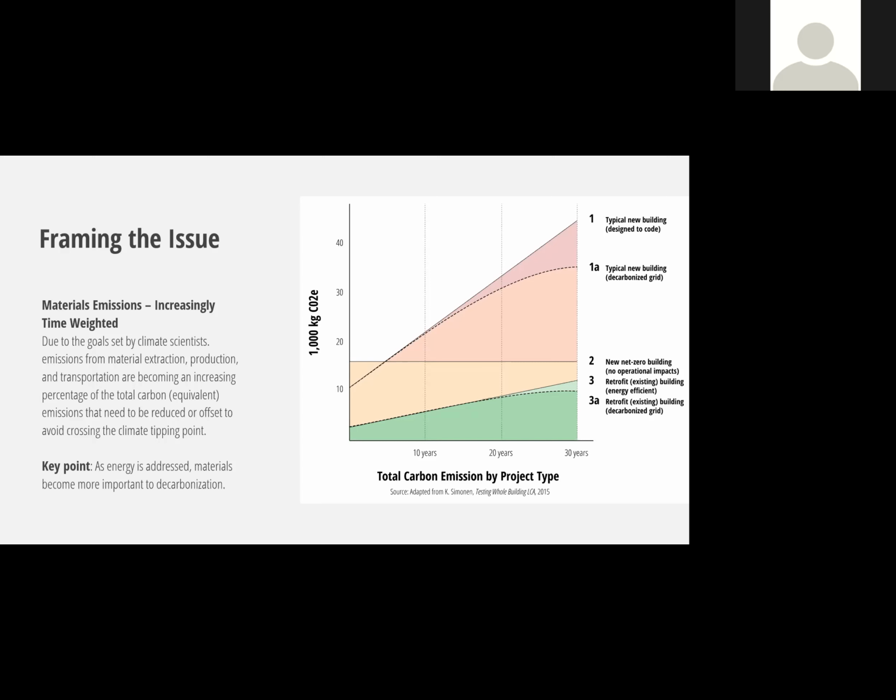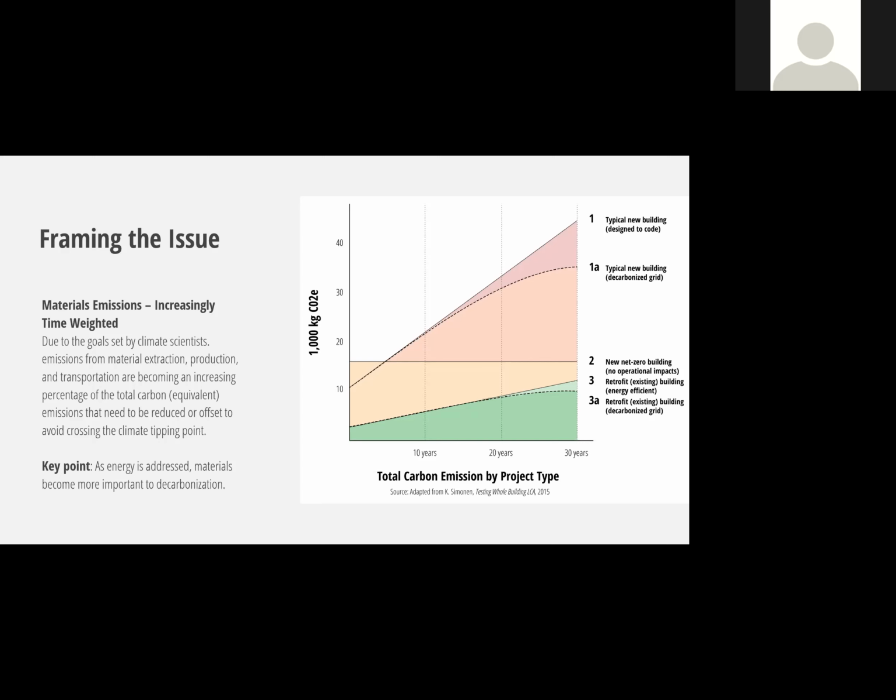And that's kind of what we see with scenario 2 here in a new net zero building. So even in a building where there's no energy being used, there's no energy being pulled from the grid, no operational impacts, we still see that there's a significant amount of carbon emissions that came from just the actual construction of that building. And if we compare that with scenario 3, we can see a retrofit where perhaps all the materials were already in place.